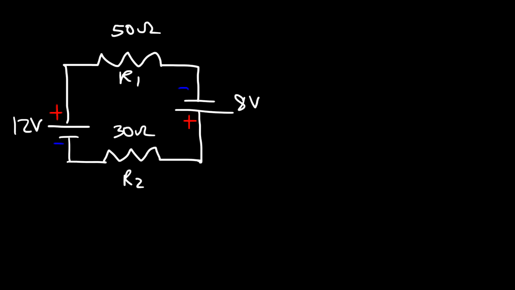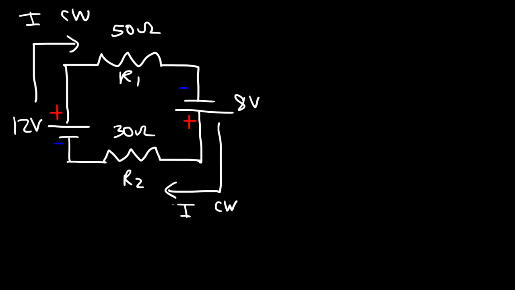Now the first thing we need to determine is the direction of the current in the circuit, because we have two batteries. Now the 12-volt battery wants to send current in this direction, so that is the clockwise direction. And the 8-volt battery also wants to send current in the clockwise direction. So therefore, these two batteries, they don't oppose each other, they support each other, because they want to send current in the same direction.